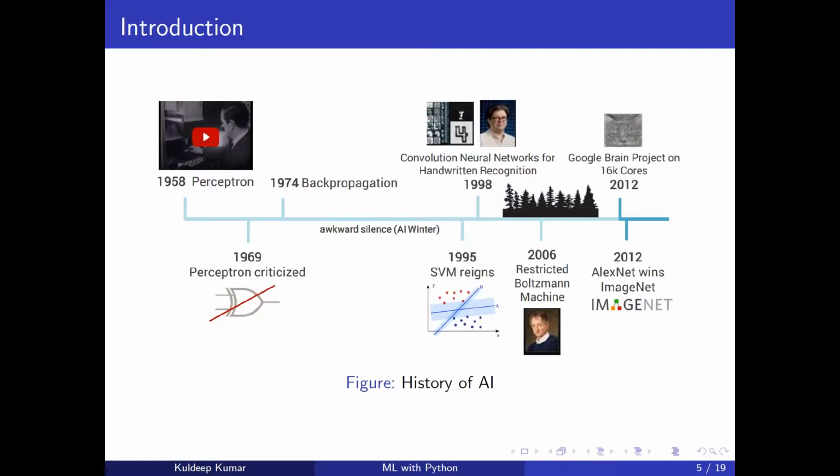It started in 1956 when there was a workshop at Dartmouth College in the USA, where a set of researchers got together and officially started artificial intelligence as a research domain in academia. Then the perceptron was introduced in 1958, which takes inspiration from how our brain works. The perceptron tries to mimic how a neuron processes information, which is a building block of our brain.